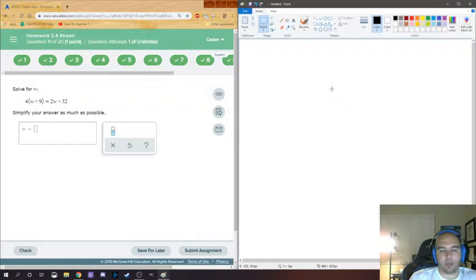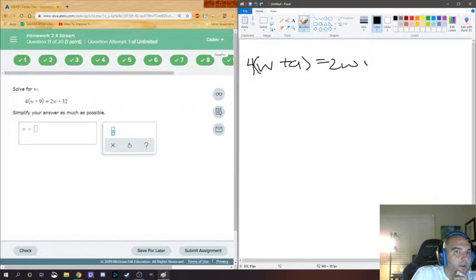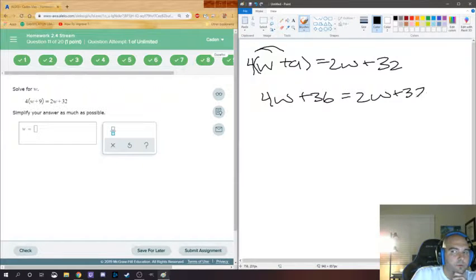And you're probably like, hey, how do you know it's a little different? Looks the same as everything else. Well, everything else as we were doing it, after we distributed, had variables on the same side. This one does not have variables on the same side, so I think it's worth doing separately. So 4w is what you get when you distribute, and 4 times 9 is 36. And then on the right you have 2w plus 32.